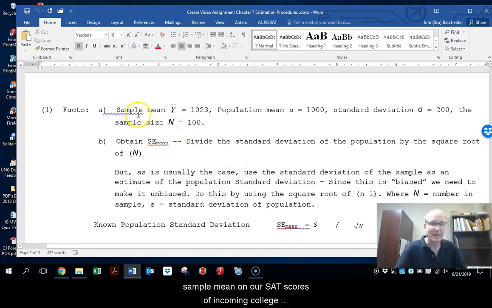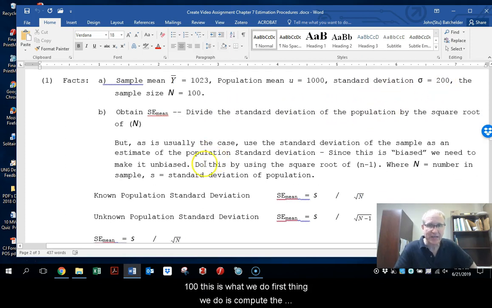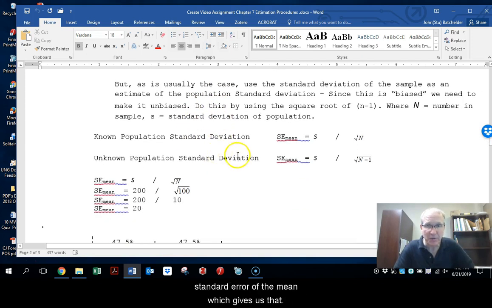Now, we have a sample mean on our SAT scores of incoming college students of 1023. The population mean, as you noticed, is 1,000, and with the standard deviation of 200. Our sample size, we're saying, is 100. This is what we do. First thing we do is compute the standard error of the mean, which gives us that standard deviation that we can make use of to construct our 95% confidence interval.